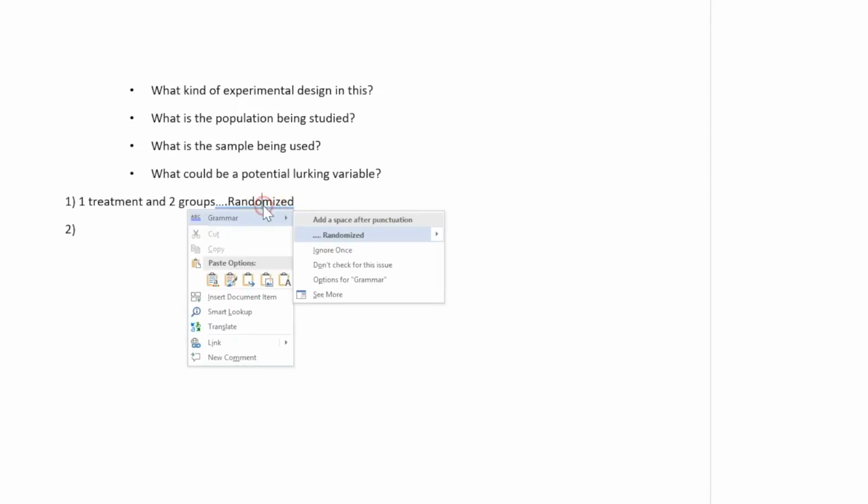There. Debating me on how to spell. Okay. Oh, why that? Yeah. Oh, I put 4 dots. That's why. Okay. So 1 treatment in 2 groups, so we're randomized.